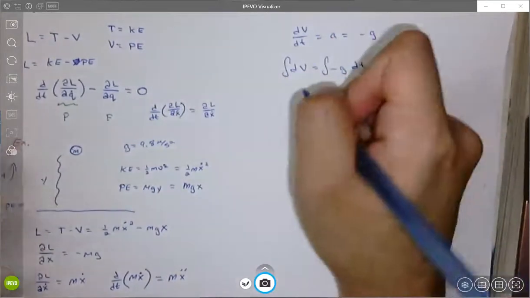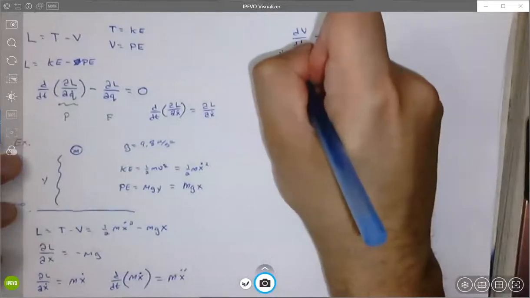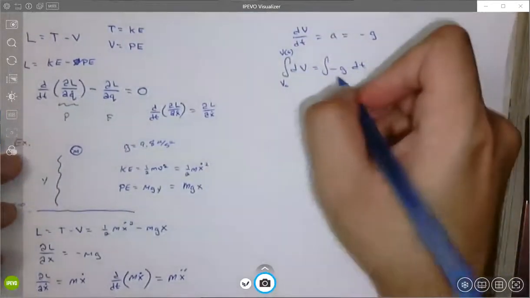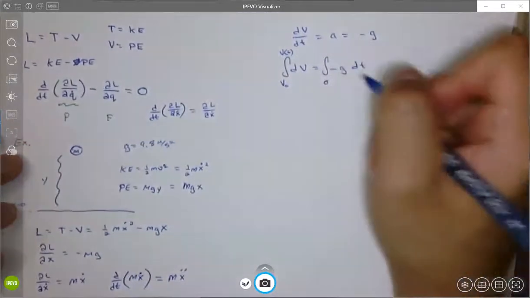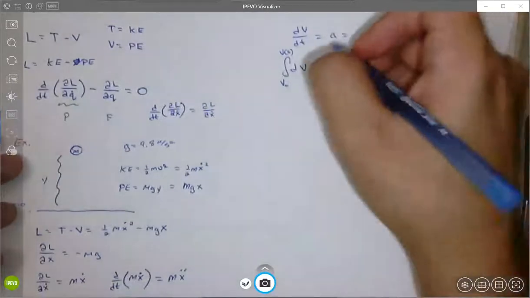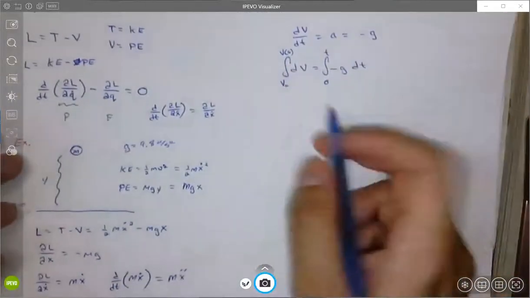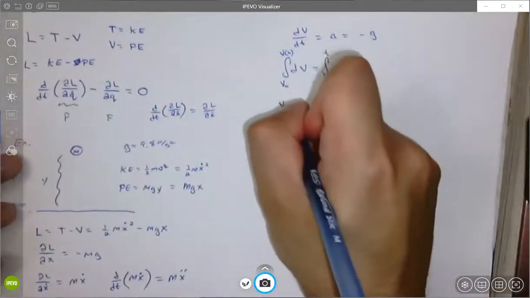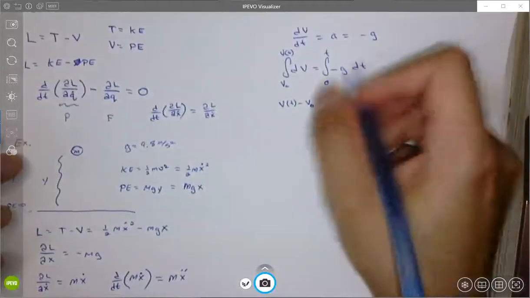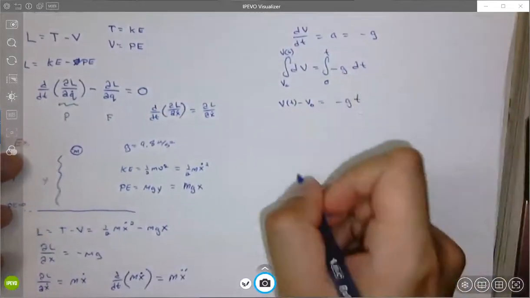We'll say the starting speed is v naught, and the final speed is going to be v as a function of t. Over here, we're going to have time equals 0 at v naught, and then time is equal to t at v as a function of t there. So we solve for this, we just end up with v as a function of t minus v naught is equal to, over here, negative g times t.